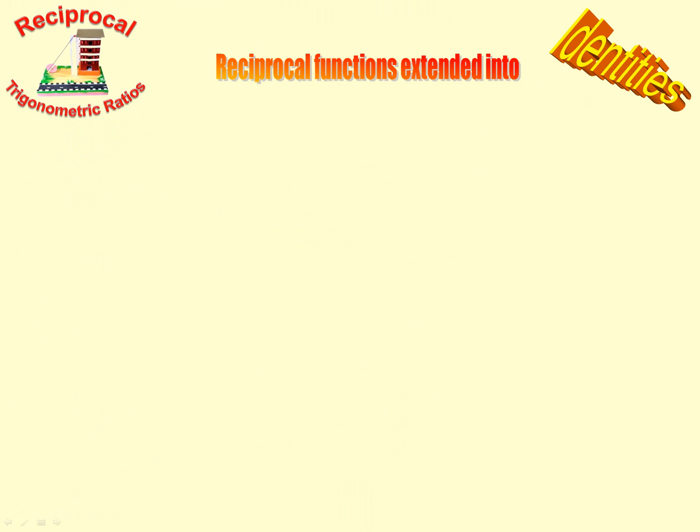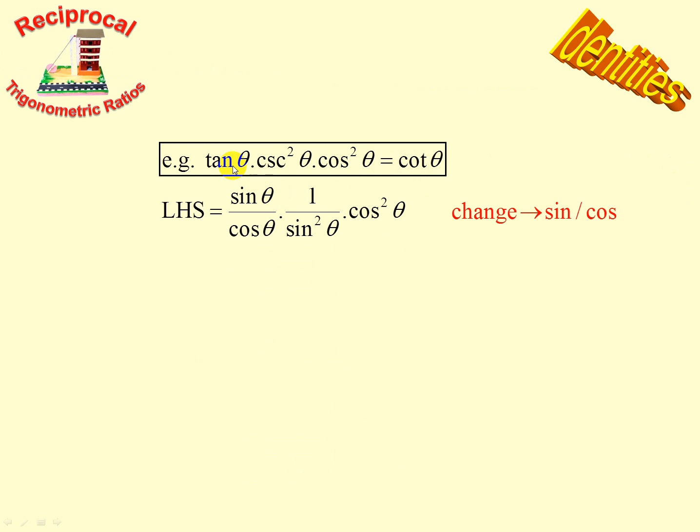Let's have a look at our identities, extending them into reciprocal ratios. Tan theta cosec squared theta cos squared theta equals cot theta. Well, let's change everything to sine and cos. On the left, sine over cos. Cosec is the reciprocal of sine, therefore 1 over sine squared, and cos squared. And if you cancel down, you get cos over sine, which is cot. Cos over sine is cot because cot is the reciprocal of tan, and tan is sine over cos.